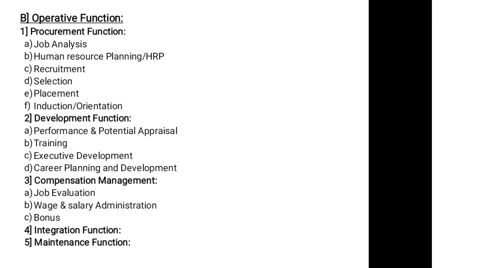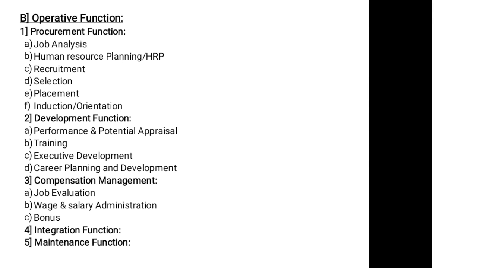After inviting the applications, the next procurement function is selection. It implies judging the suitable candidate or choosing the best candidate out of the available. And after selecting a person, the next activity is placement. Placement means assigning a suitable job to the selected candidate so as to match the employee's qualification with the job requirement.